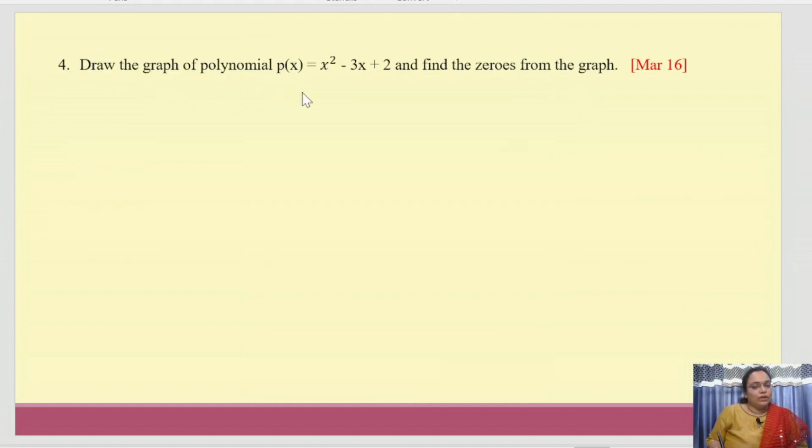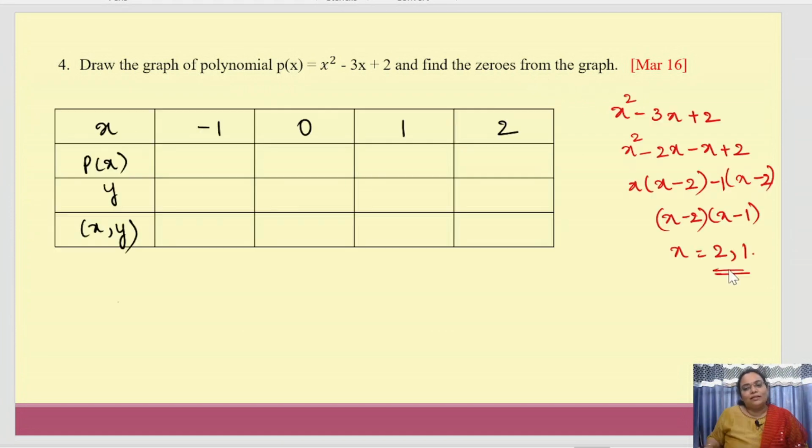Draw the graph of the polynomial and find the zeros from the graph. Since we have got the zeros of the polynomial as 1 and 2, we will only take the points from minus 1, 0, 1 and 2. Okay? Now let us substitute minus 1 in this polynomial P of x and find P of x.